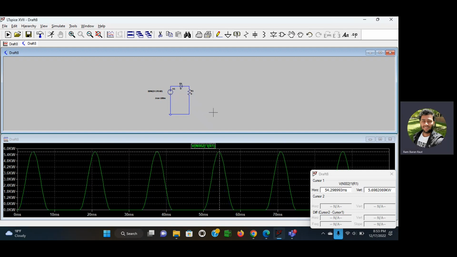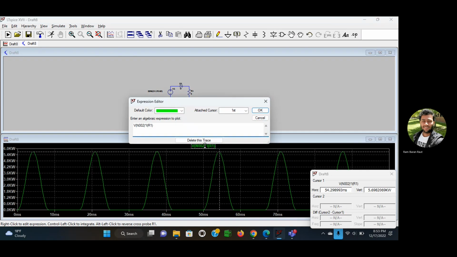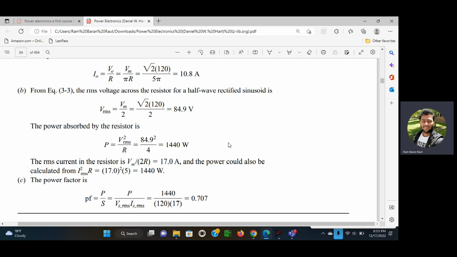So the power is this one. So the power is showing that much. You get an average power. To get an average power, they are just utilizing V squared RMS divided by R. We can do that one, but right now I'm trying to just use the graph to get the average power.